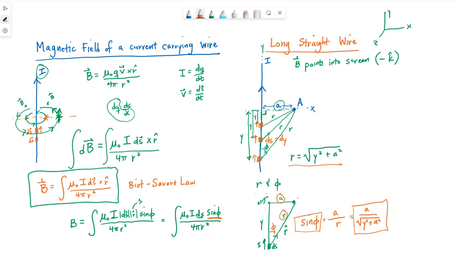As we think of each individual little piece of wire, so each of these little ds's up here, a, this distance, is not different for all of them. That's not changing. They are all a distance of that lowercase a to the left of the point we're looking at. But they're a different distance of y. So y is our variable.